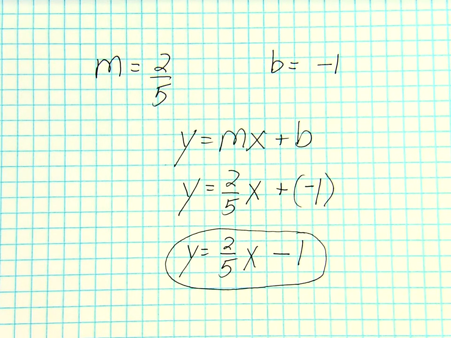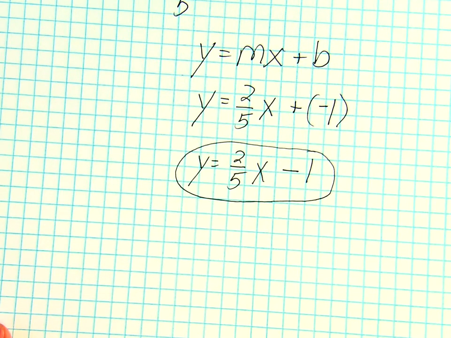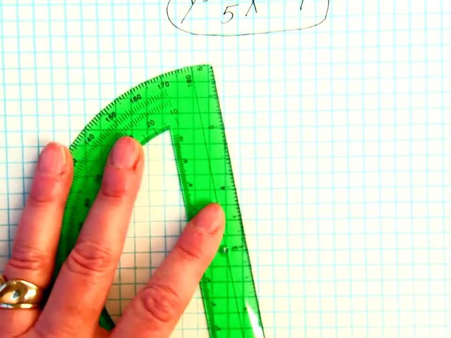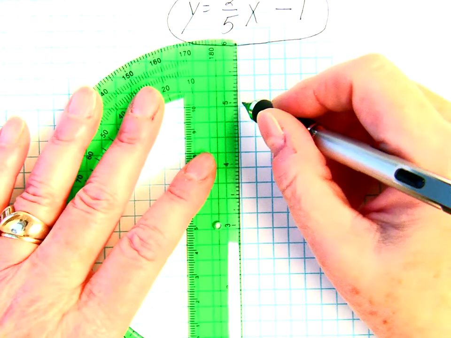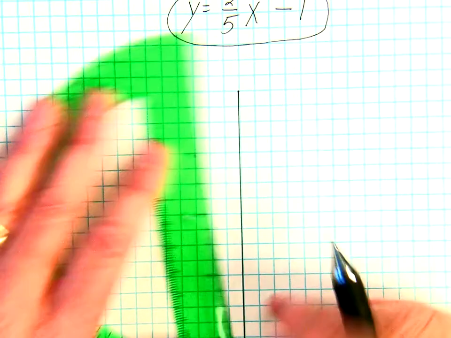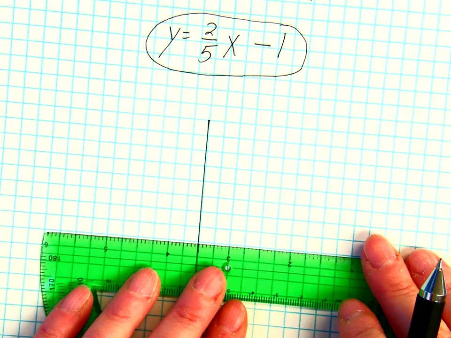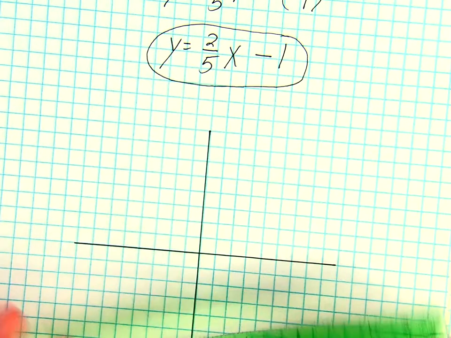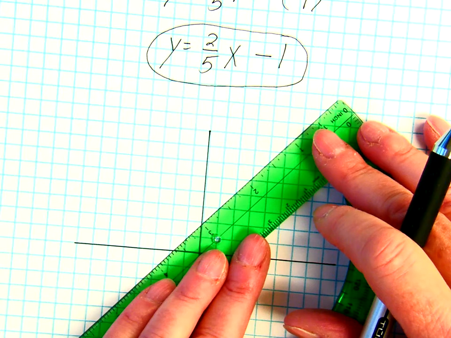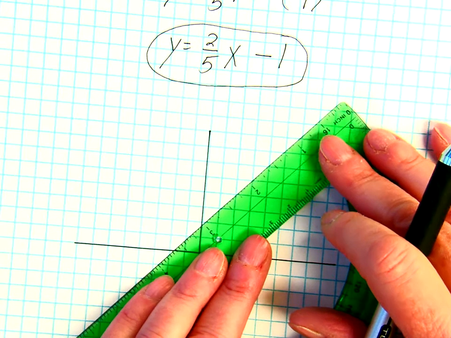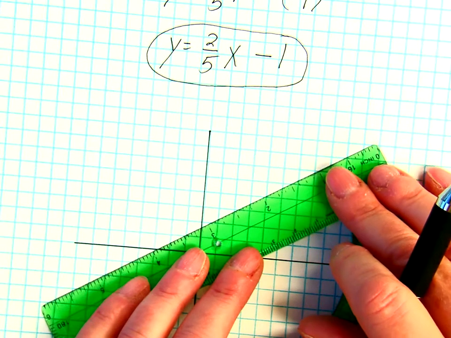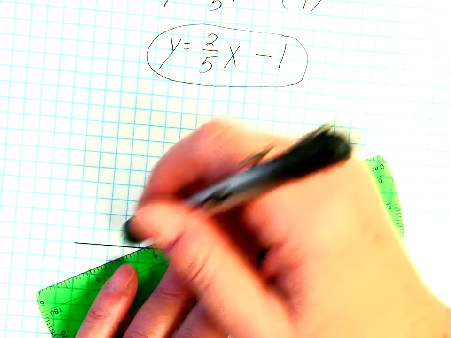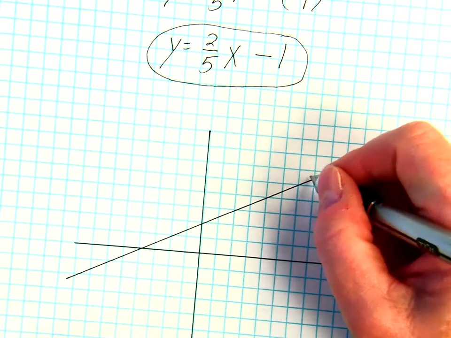Now, let's say we have a graph and we want to actually get an equation off of our graph. So now I'm going to build a coordinate plane and I'm going to put a line on it, and let's say my line is going to go here. Okay, let's do this line here. So here is my line.